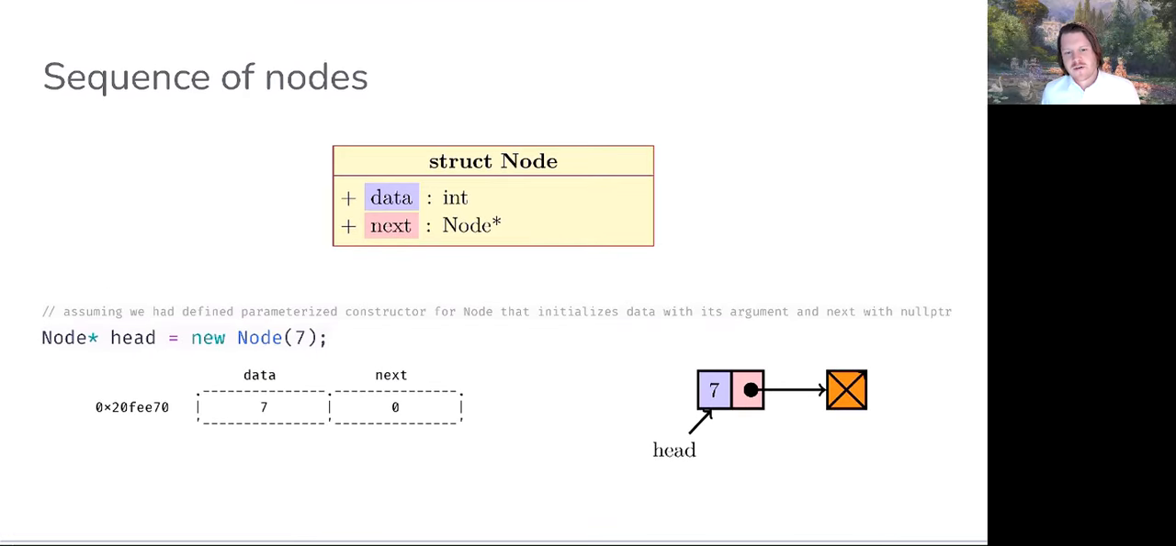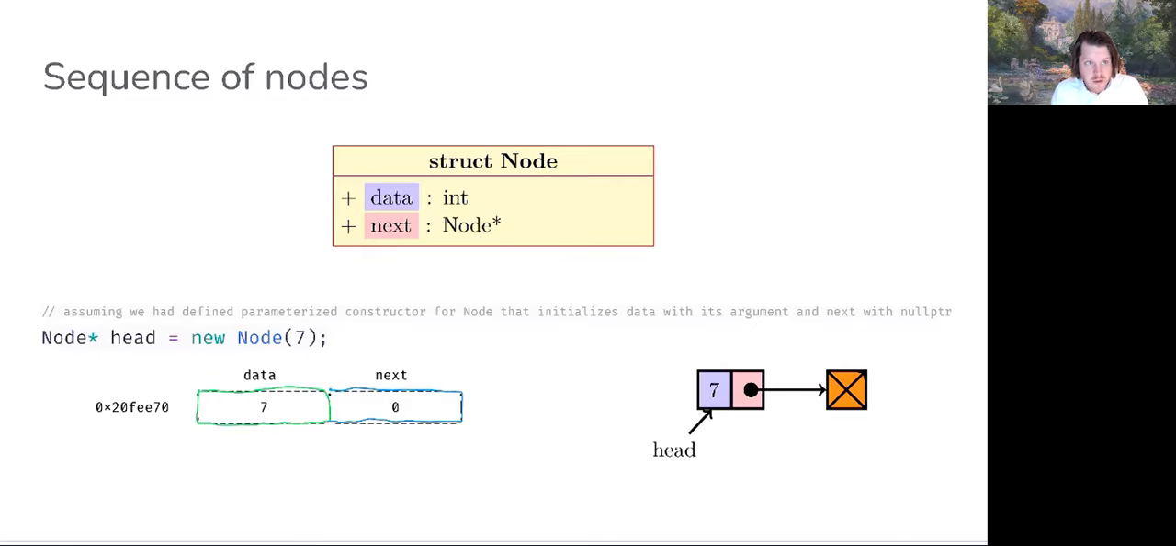Well, let's go ahead and allocate a new node on the free store. And to do so, we're going to assume that I have already defined a parameterized constructor for node that will initialize the data field with the argument to the parameterized constructor and the next pointer with the null pointer. So in this case, we could create a new node, initializing its data field with the integer value of 7. The parameterized constructor would go ahead and ensure that the field next is initialized with the null pointer, as shown here, or represented here with the integer value of 0.